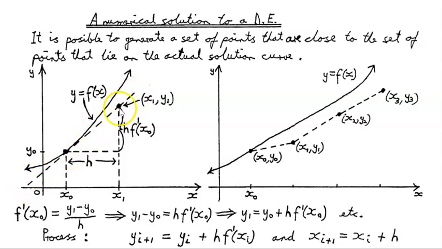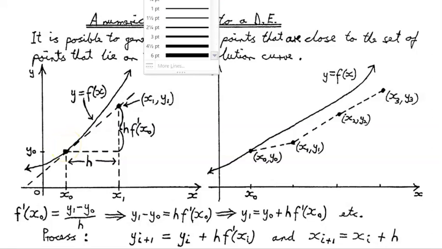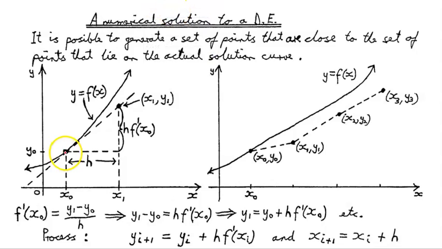So the gradient of the tangent is equal to the gradient of the curve at that one point, and that point is x0, y0. Okay, now at x0, we're going to draw in a right angle triangle. The base here is going to lie between x0 and x1, and the rise here will go from y0 to y1. So this distance here, x1 minus x0, we call that h. That'll be our step length.